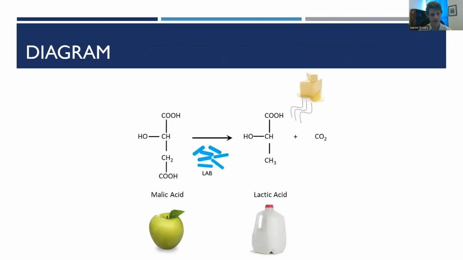So here's kind of just a breakdown of the chemical compound. Malic acid, and then lactic acid bacteria catalyzes this reaction and turns it into lactic acid. And diacetyl also is a byproduct. We'll get into that too. Diacetyl is a chemical compound as well, but diacetyl is produced during malolactic fermentation.